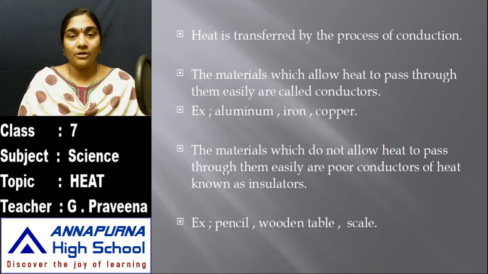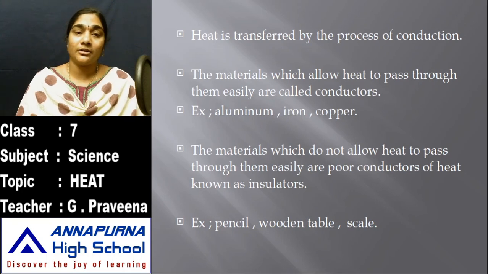So the process of conduction is that which allows the heat to transfer from a hotter object to a colder object. Those materials which allow the heat to pass through them are called conductors, and those objects which do not allow the transfer of heat through them are called poor conductors of heat, also known as insulators.